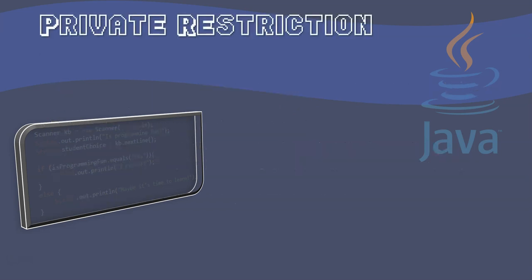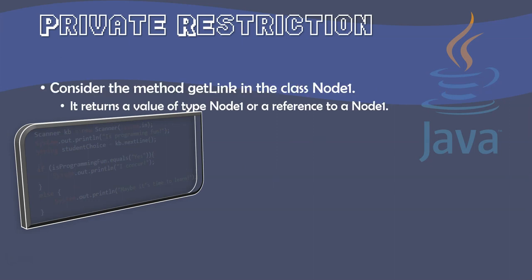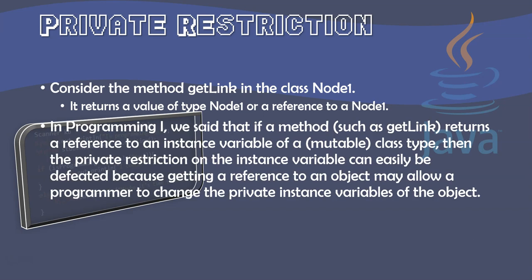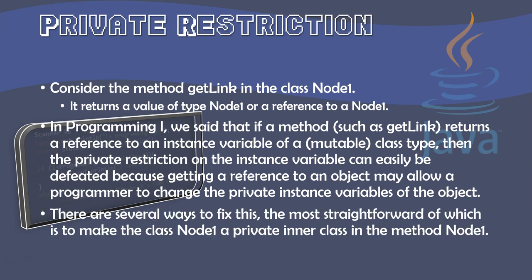Now, we do also have to talk a little bit about some privacy restrictions here. If we look at the method getLink in the class node1, it returns a value of type node1, or a reference to node1. Now, in program 1, we had mentioned that if a method, such as getLink, returns a reference to an instance variable of a mutable class type, then the prior restriction on the instance variable can easily be defeated, because getting a reference to an object may allow the program to change the private instance variable of the object. So that's why we looked at our instance variables and said, hey, we want these to be private, not public. Instead, we use our accessor methods to pull that data in. Now, obviously, there are several ways to fix this. The most straightforward of which is to make node1 a private inner class of the class node1.